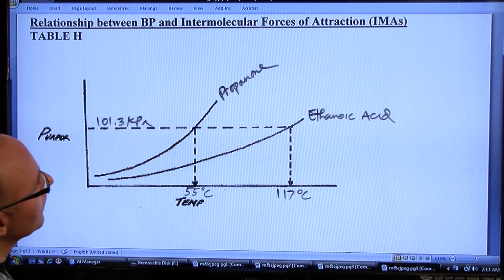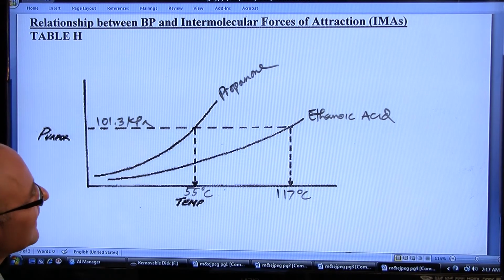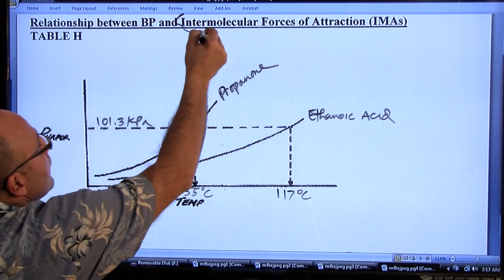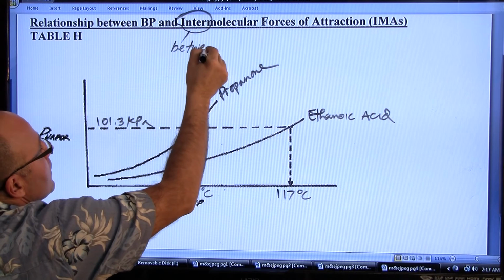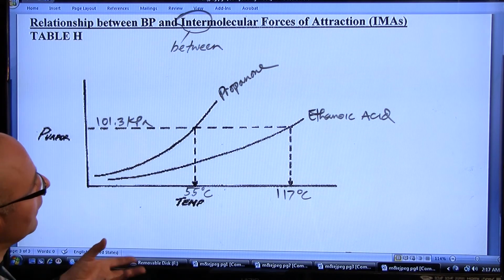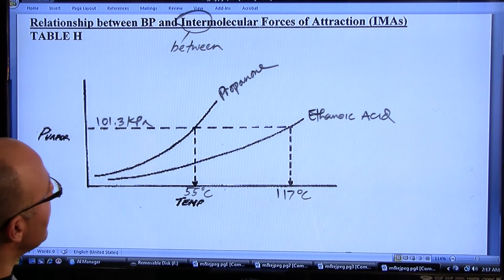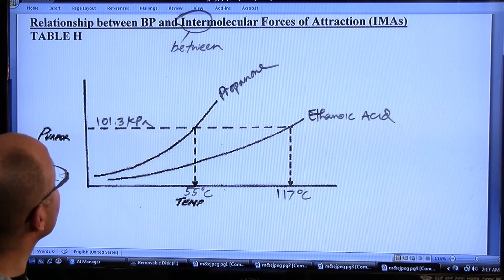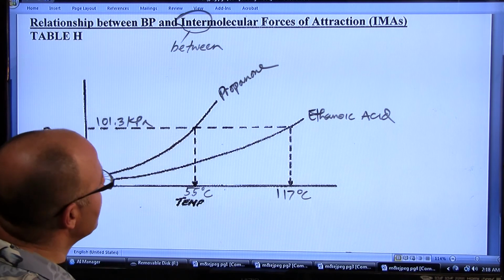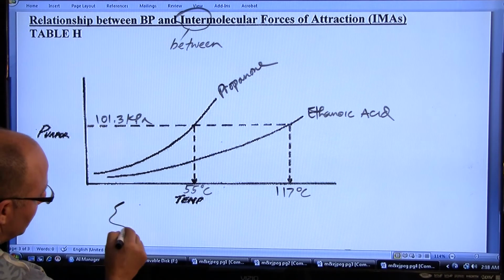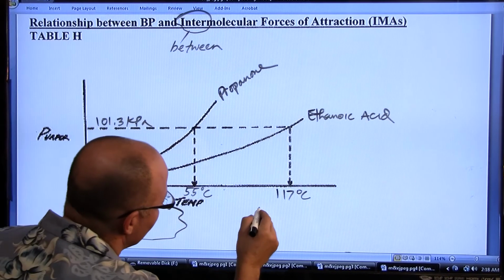It has to do with the strengths of the intermolecular attractions. Inter means between. There are forces of attraction that hold the molecules to each other, and the strengths of those forces will affect the boiling point of the liquid. So, let's think of it this way. Say you have a puddle of each liquid.